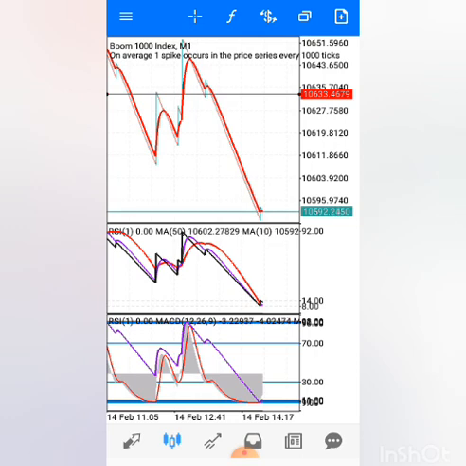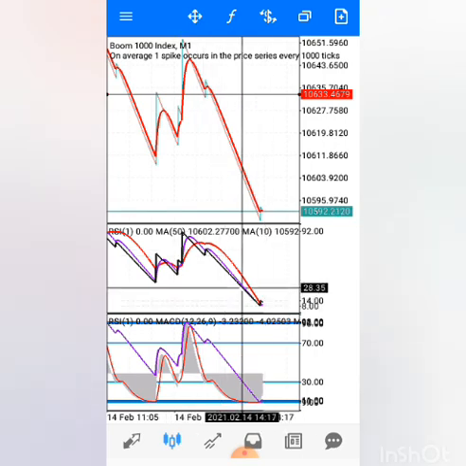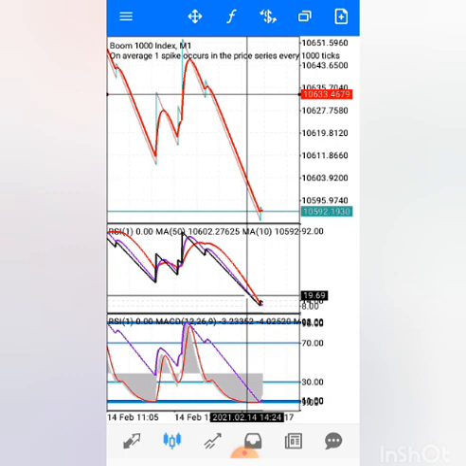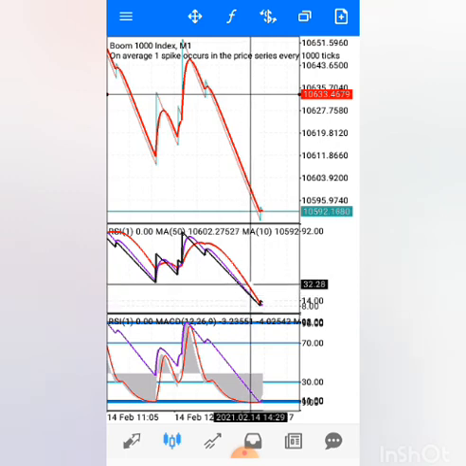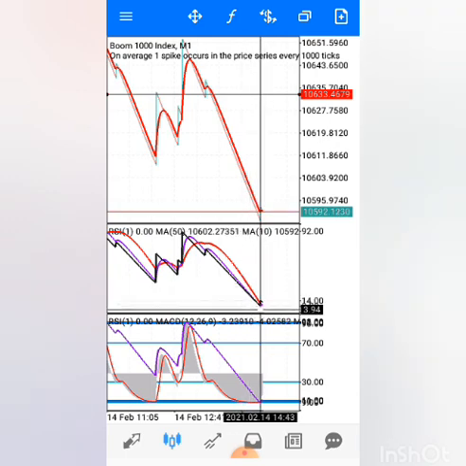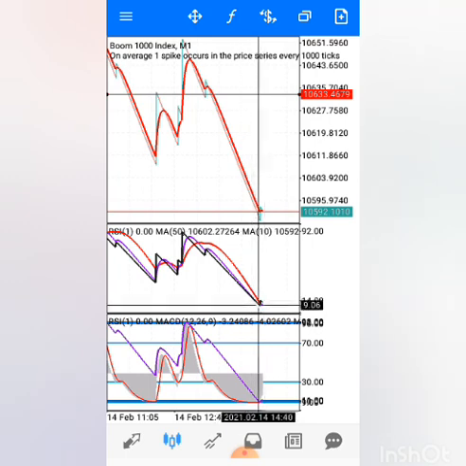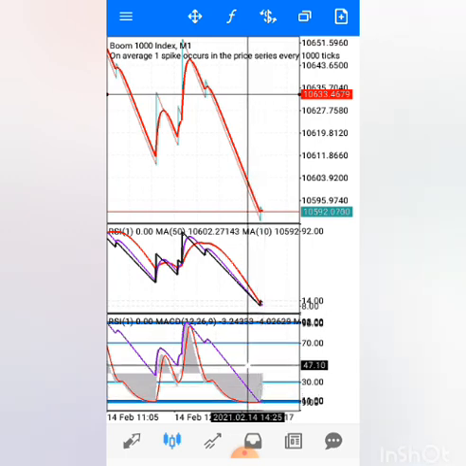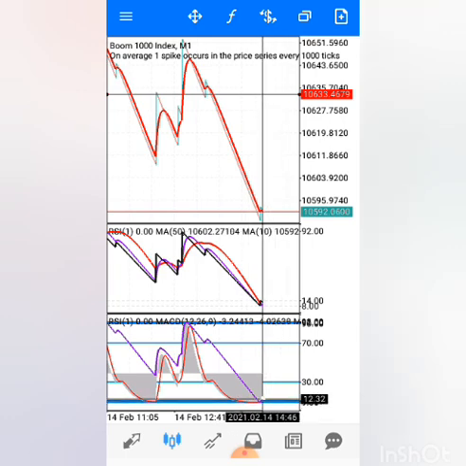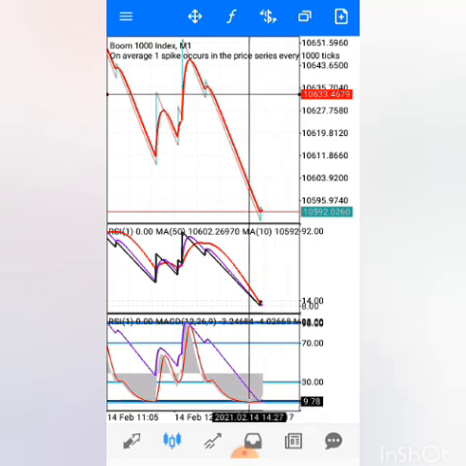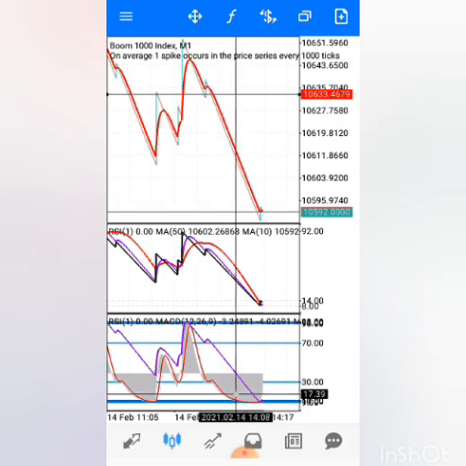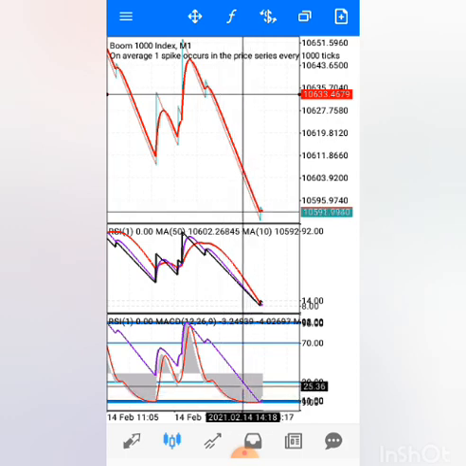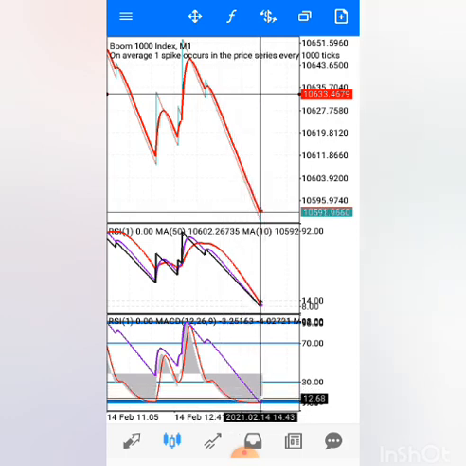wait for all these moving averages, the black moving average, the red moving average, and the purple moving average, to touch the 8 level, this lowest level here. When they touch this lowest level, you will come here and wait for the MACD histogram to touch the lowest level at this zone. Then you wait for this red line and this purple moving average to touch this zone. When they touch this zone, expect the spikes.